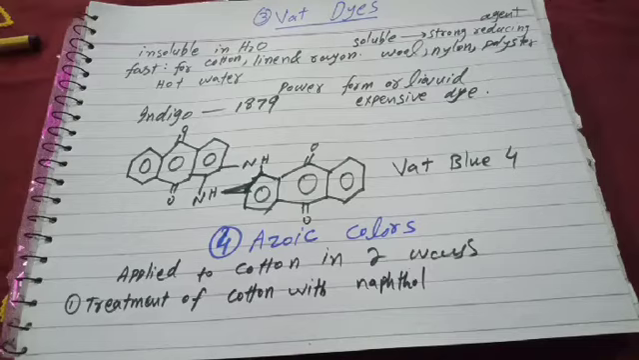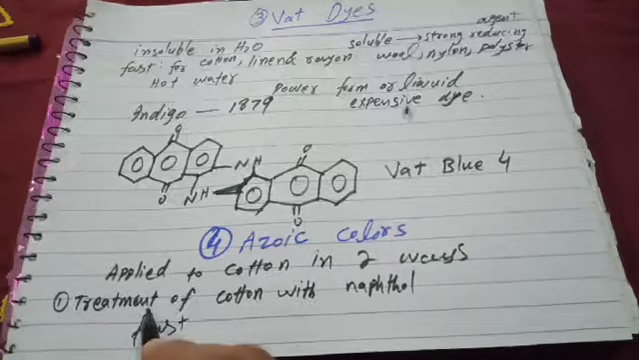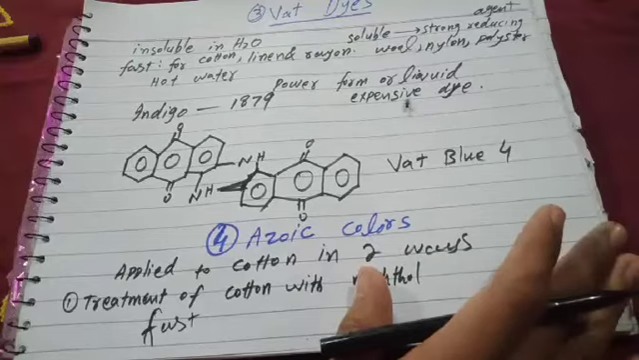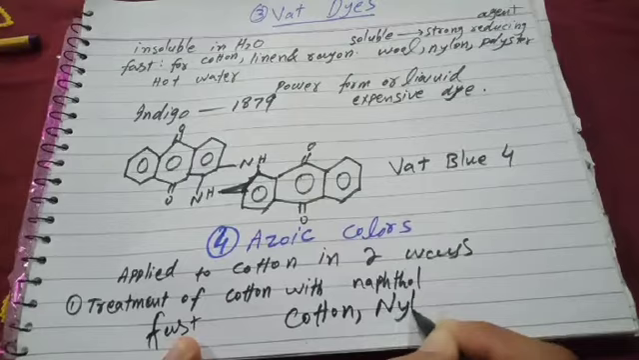They are quite fast to washing and have poor to excellent light fastness. Azoic dyes are used mostly on cotton, and for special purpose on nylon. Cotton and nylon, special purpose.